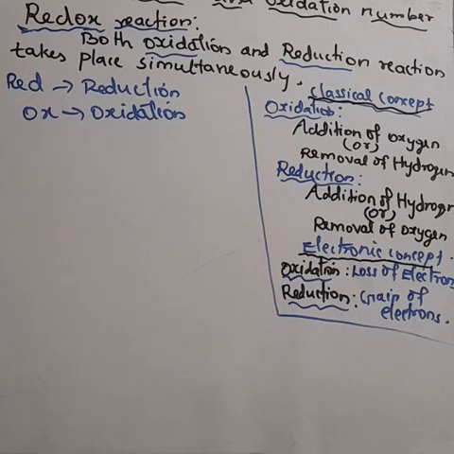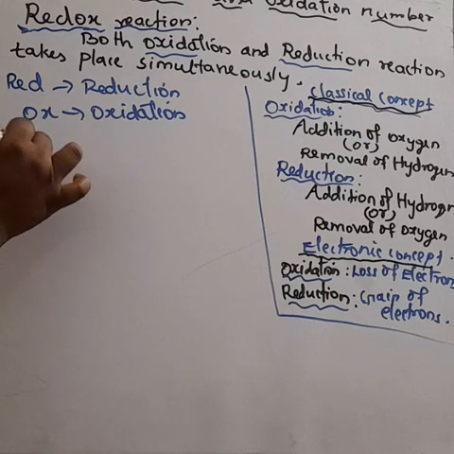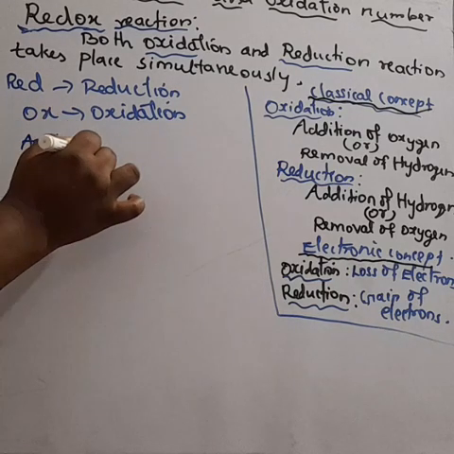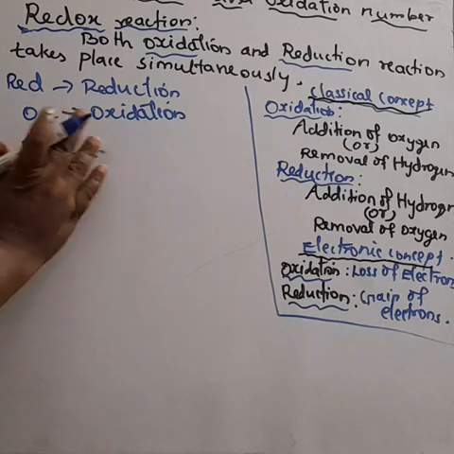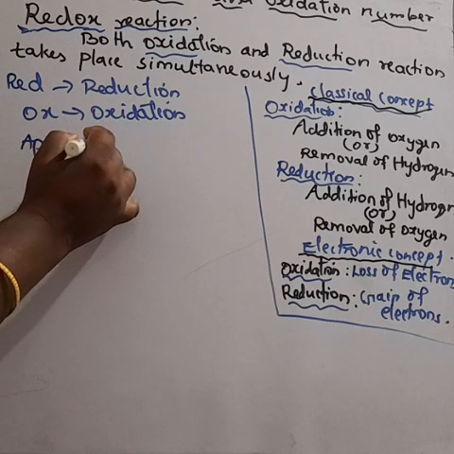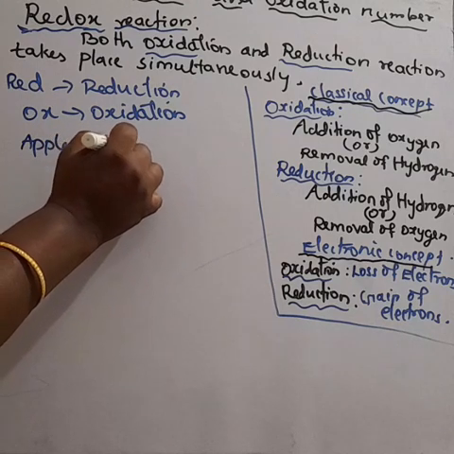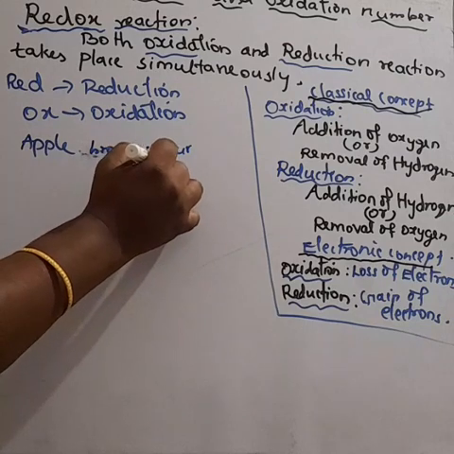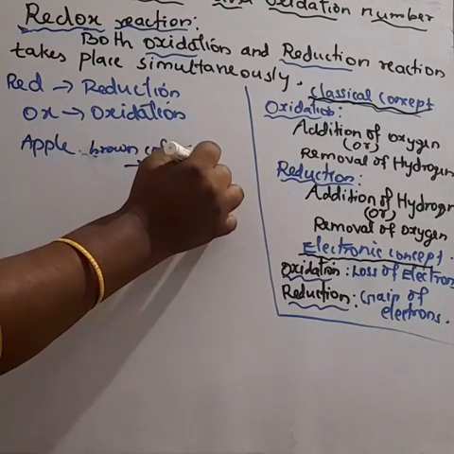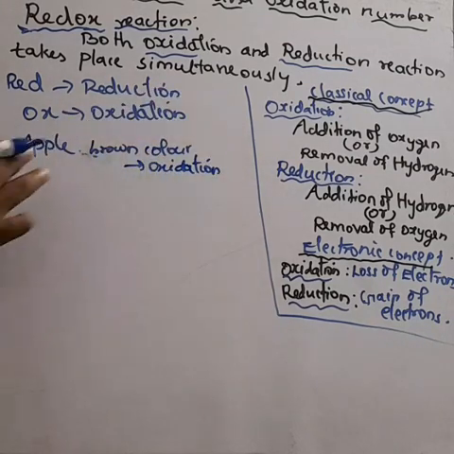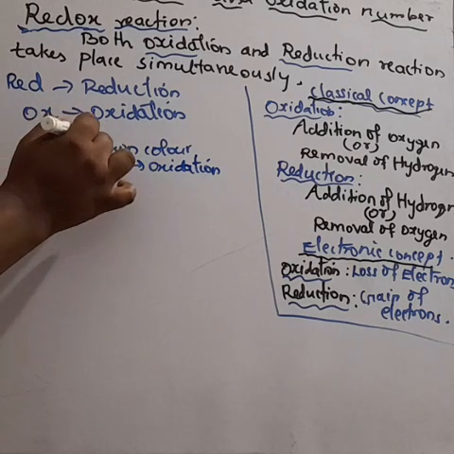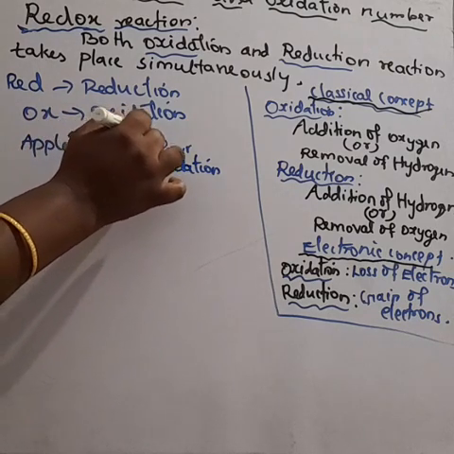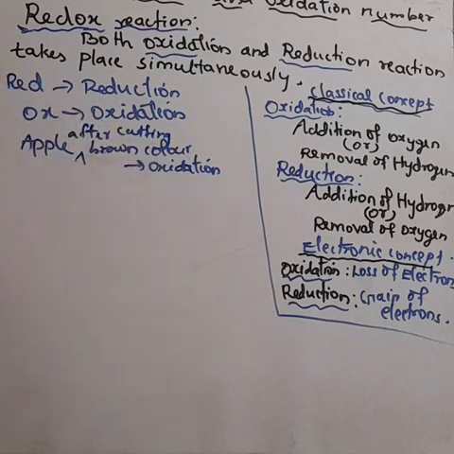when an apple is cut, it turns brown after some time. Do you know the reason behind this color change? It is because of a chemical reaction called oxidation. Oxidation means the oxygen from the air reacts with the apple, and it becomes brown in color. Understood?